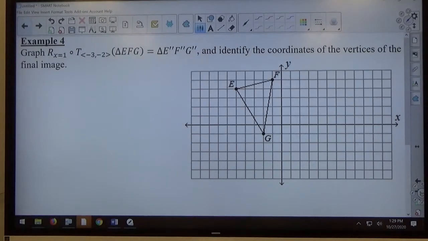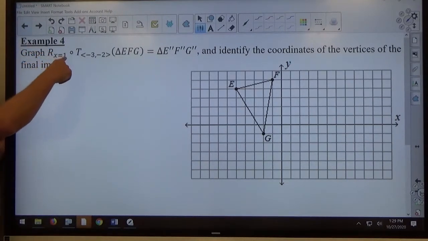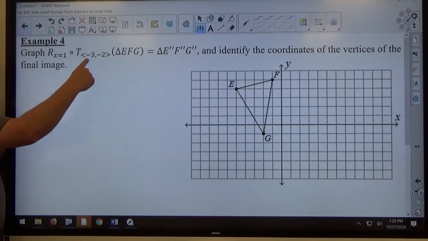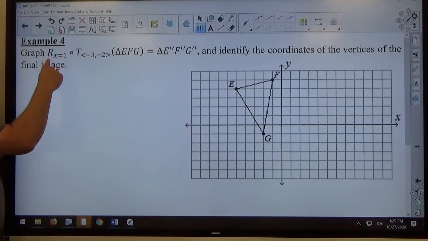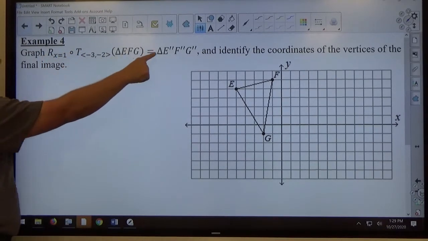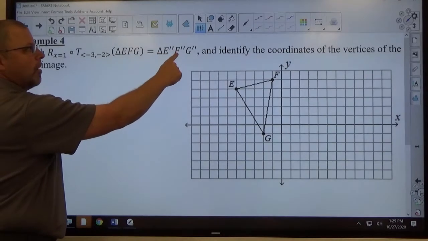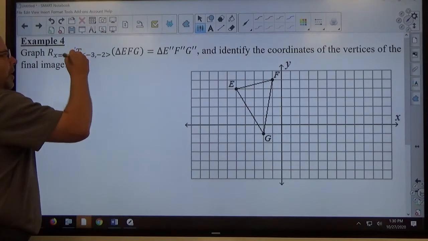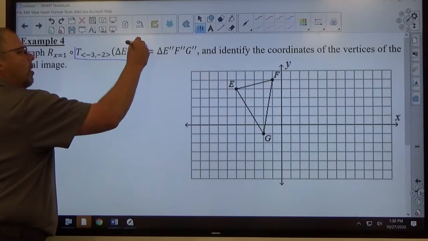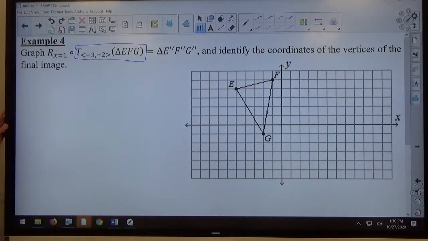Example 4: graph the composition of the translation of EFG 3 spaces left and 2 spaces down with the reflection of its image across the line x equals 1 to create triangle E double prime, F double prime, G double prime. We're composing, so we're doing 2 transformations. I always start off with the second one. When you see a composition, the second one happens first.